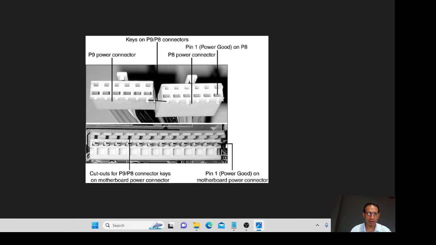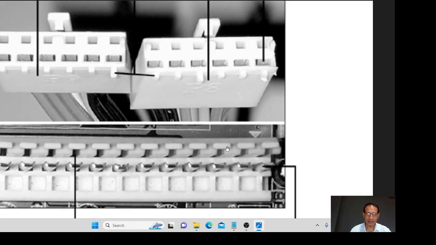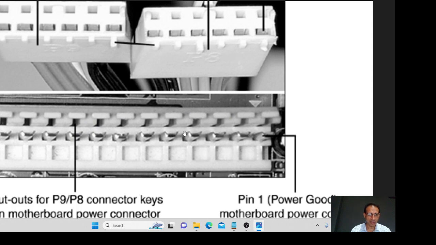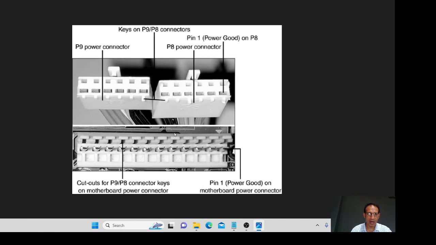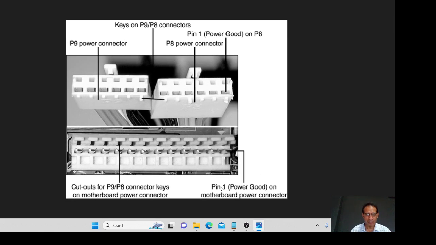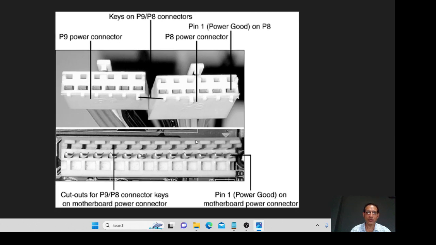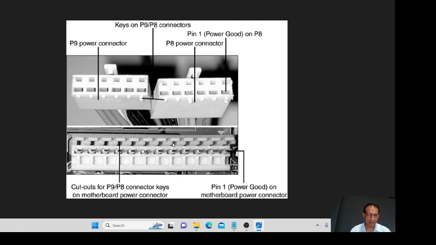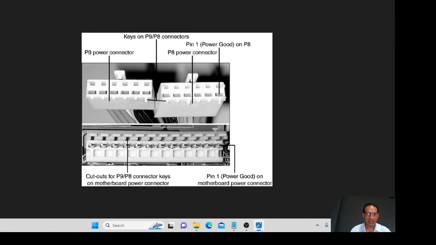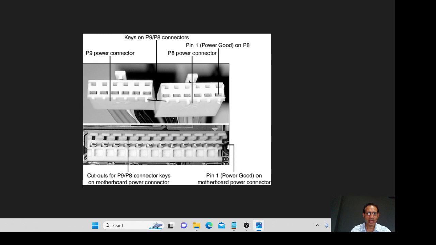To plug in these two connectors, there is the interface or power connector on the motherboard. Those two are connected in the correct way, and the correct way of plugging is very important. So only if these two connectors, P8 and P9, are in place properly can the motherboard receive the power.